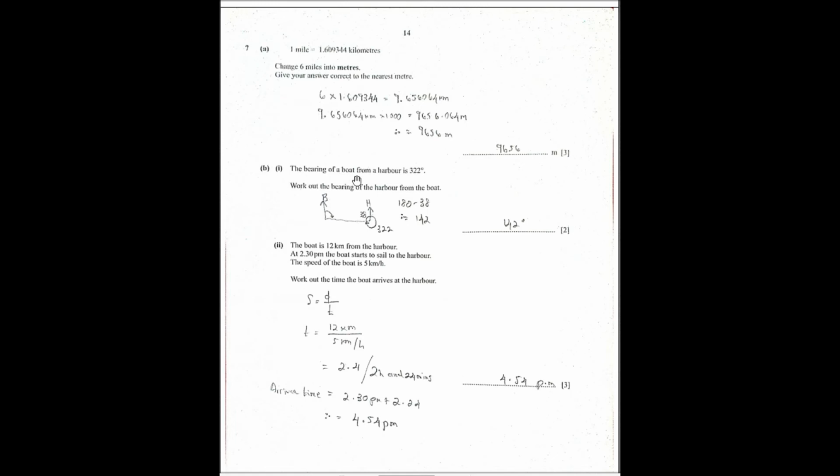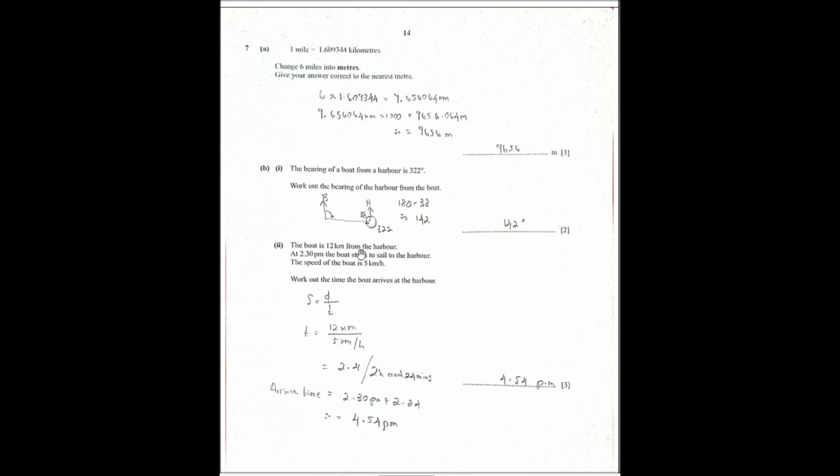7b, the bearing of a boat from a harbor is 322 degrees. Work out the bearing of harbor from the boat. So the bearing of boat from harbor is 322. So that means this part over here is 38 because 360 minus 322 is 38. That means the bearing of the harbor from the boat is by taking 180 minus 38, which is 142.